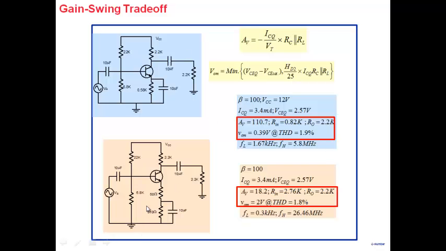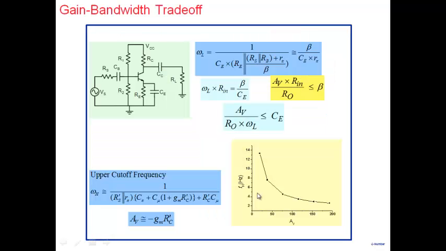This is an interesting part here. When I leave a part of emitter resistance unbypassed, note that what happens is the gain goes down, the swing goes up. 18.2, 110. Swing here is only 0.39. The swing here is 2 volt. Gain swing trade-off. You're making the amplifier much more linear, and therefore you can get much higher swing. But you compromise on the gain part here.